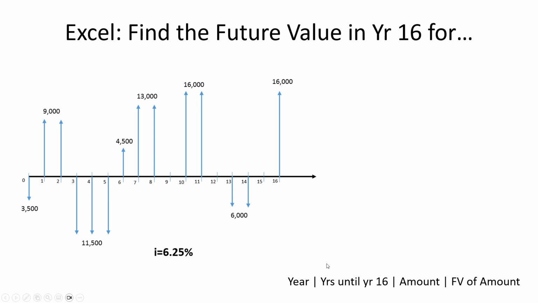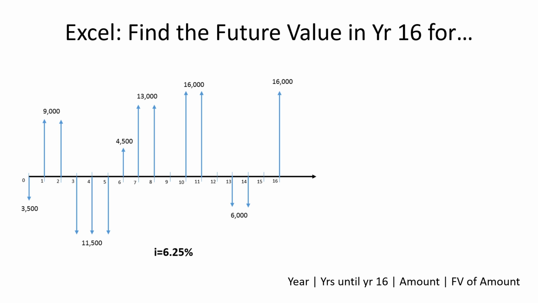So down here, I've given you a reminder of what the column titles should be. We should have a column that says year, a column that's years until year 16, one that's amount, and future value of amount. So before I turn you loose, who can remind me what the purpose of this second column is? Like, why am I separately keeping track of how many years it is until year 16? What's the specific use of that? Count down. Okay, you're going to be counting downward, but why? Why do we need that amount?